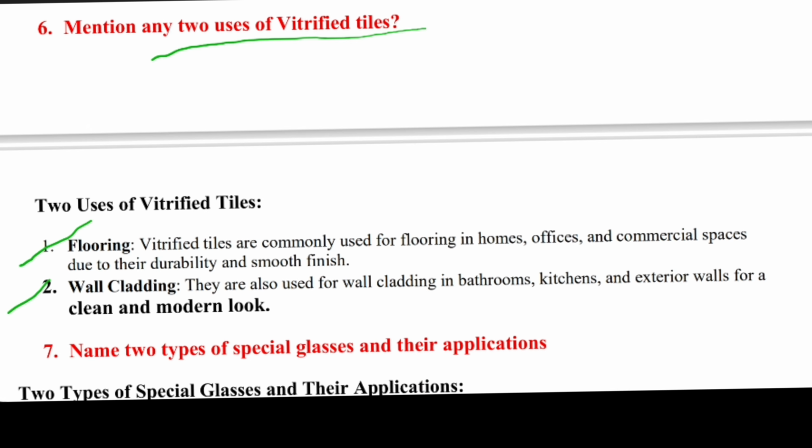Vitrified tiles we can use for room flooring, nothing but houses, offices, commercial spaces, and it will give good durability and a smooth finish. Coming to wall cladding, we are using it in bathrooms, kitchens, and we can use it for exterior walls for a clean and modern look. An aesthetic look, meaning a good look, is why we are using tiles nowadays.